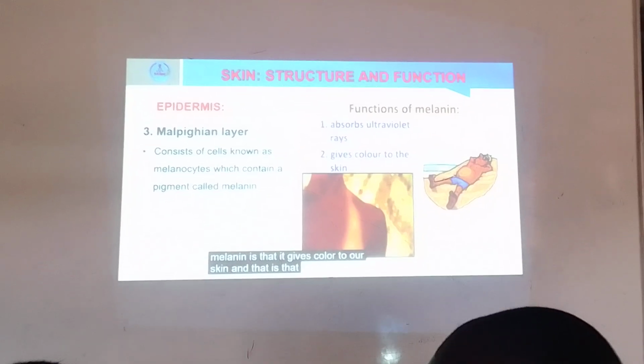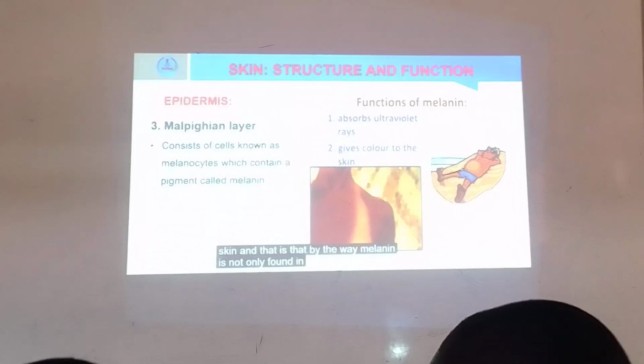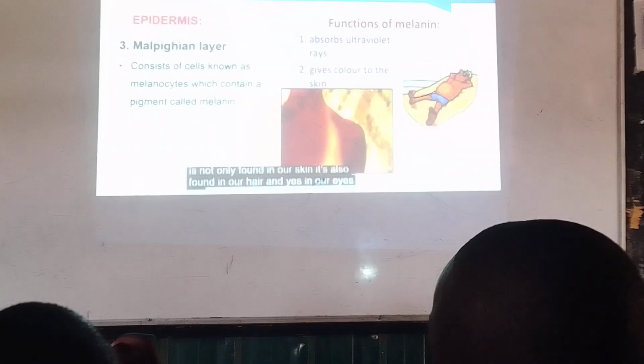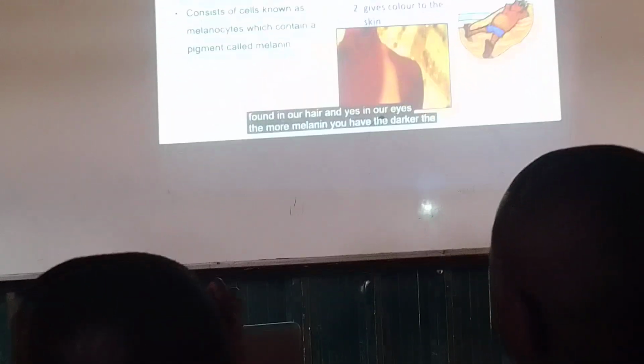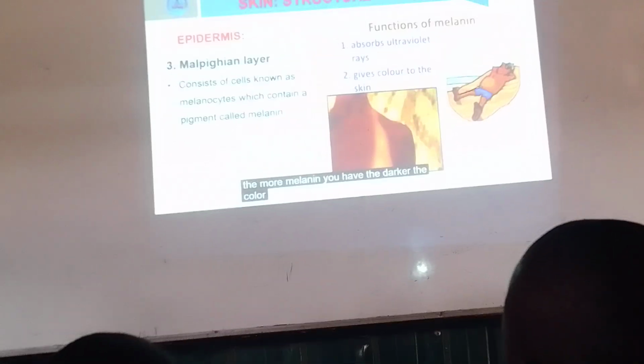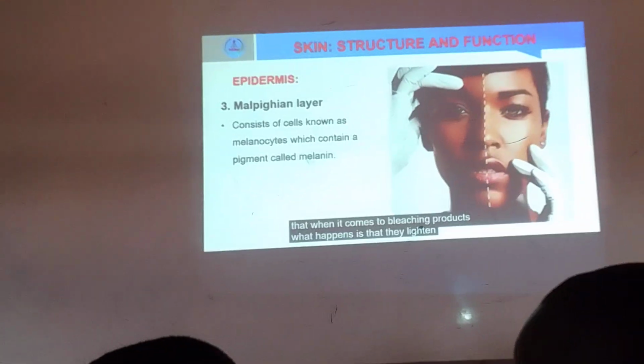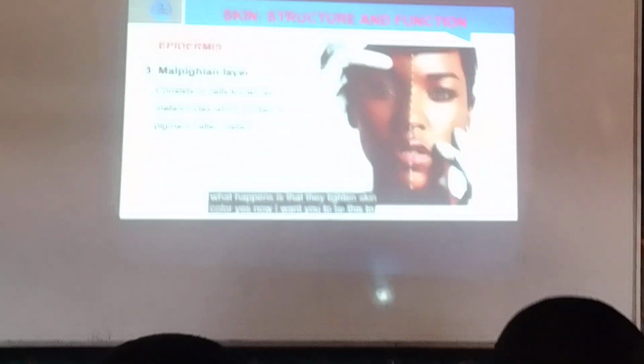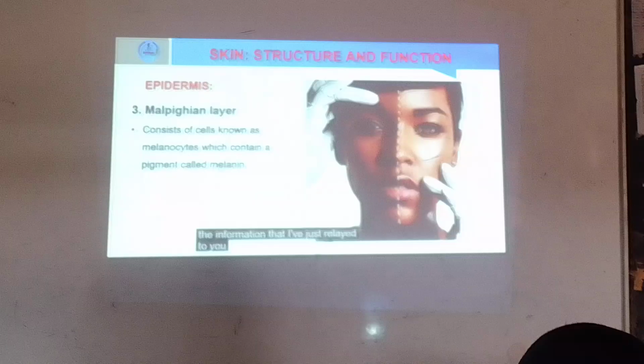Now, the second function of melanin is that it gives color to our skin. By the way, melanin is not only found in our skin, it's also found in our hair and, yes, in our eyes. The more melanin you have, the darker the color. Are you getting that? I have a question regarding bleaching products. We know that bleaching products lighten the skin color. Now I want you to tie this to the information that I've just relayed to you.